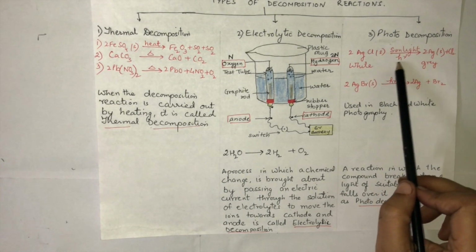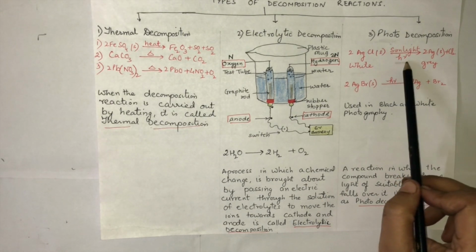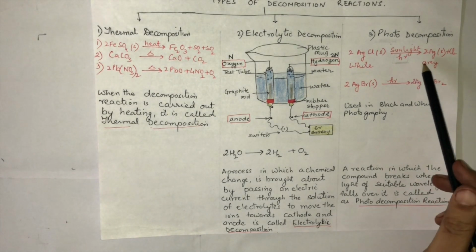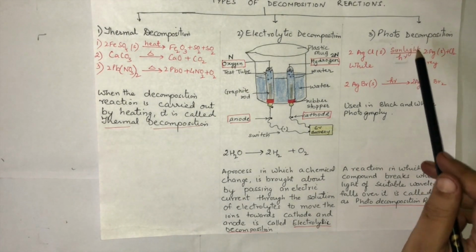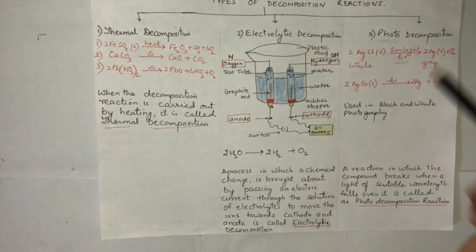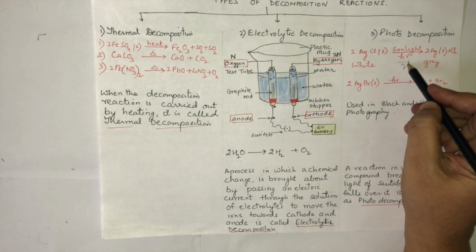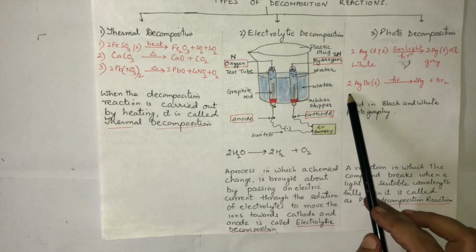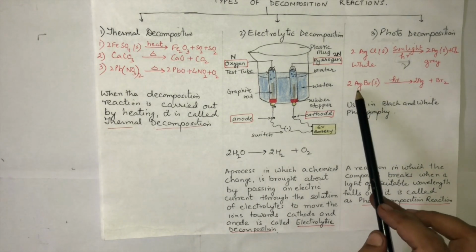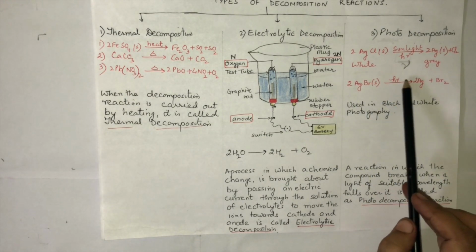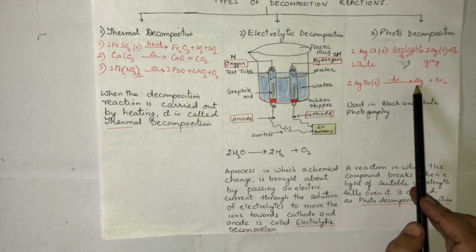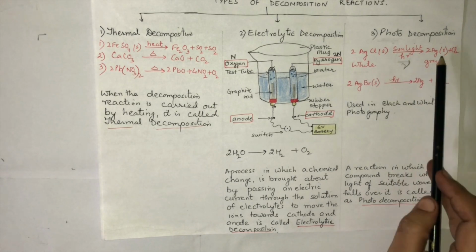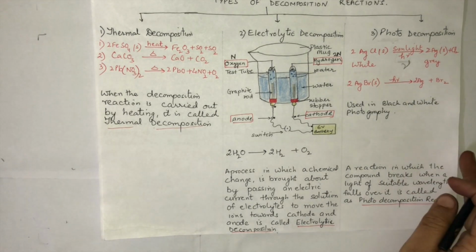You must have seen I have written something over here, h nu. This is the symbol of photon. Light is measured in photons. So if you don't want to write sunlight, you can write h nu. It is like a distorted v, h nu. The same thing happens with silver bromide also. Silver bromide, if you expose it to sunlight, will give 2Ag plus Br2. Silver chloride is white in color, whereas Ag is gray in color.